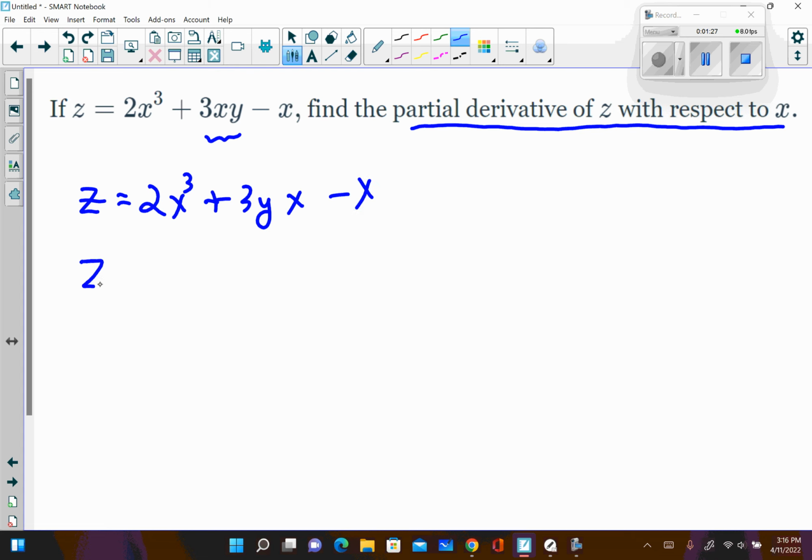The partial derivative of z with respect to x is 6x to the second power. Since we're pretending y is a constant, the derivative of a constant times x is just the constant. Just like the derivative of 8x would be 8. The derivative of 3yx is 3y. And similarly here, the derivative of negative 1x is negative 1.